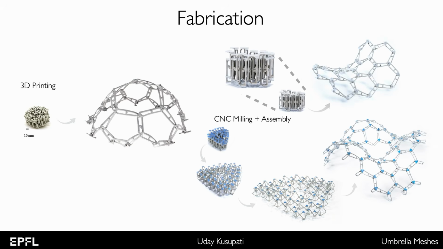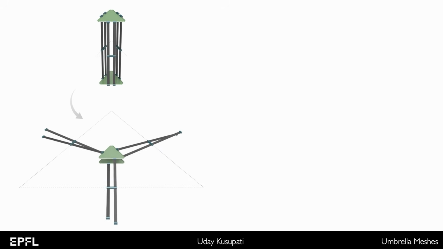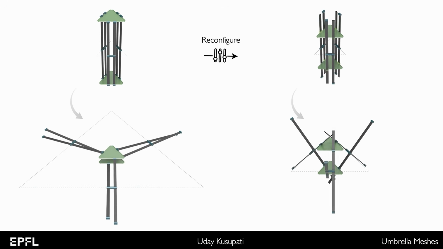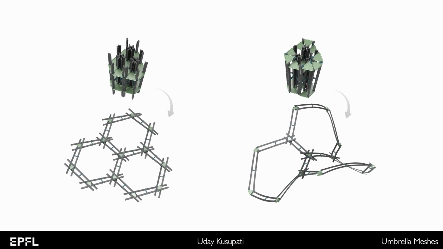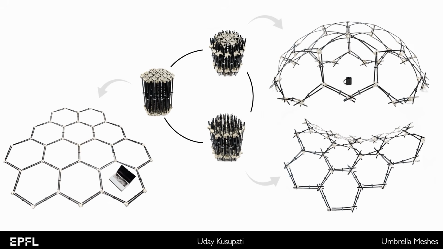We can 3D print the stress-free compact state in one piece. We also made larger models by milling the parts and assembling them. If we can reconfigure an umbrella cell by sliding the plates and locking them in a different height, it deploys to a different footprint. So the same umbrella mesh can be reconfigured to deploy to different shapes. Our physical prototype validates these results on a larger scale.